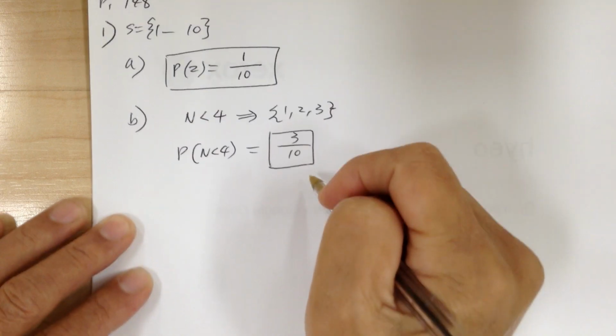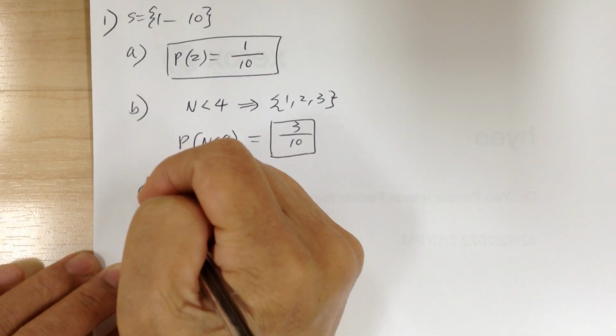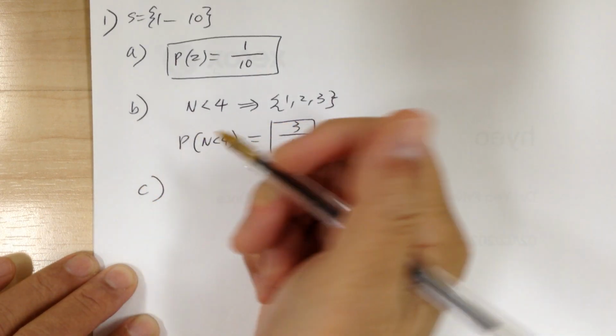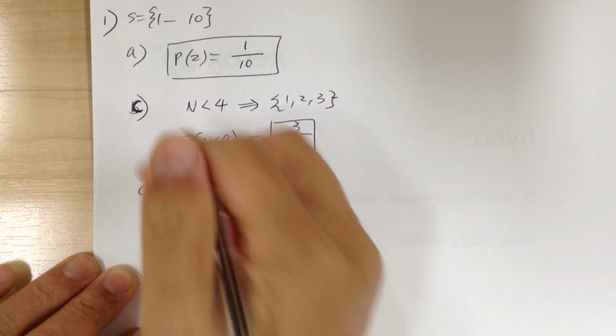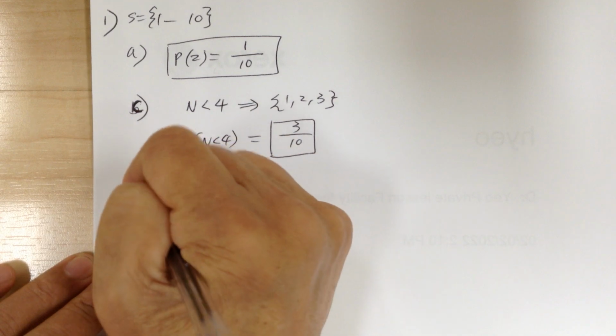And for C, oh wait, this is C. Sorry about that. This is C. They kind of go sideways. Okay, let's go back to B.